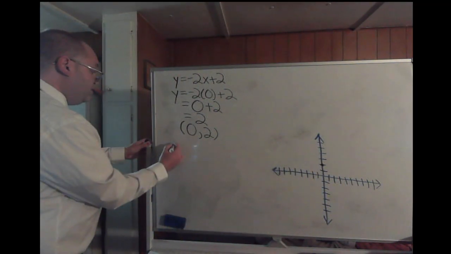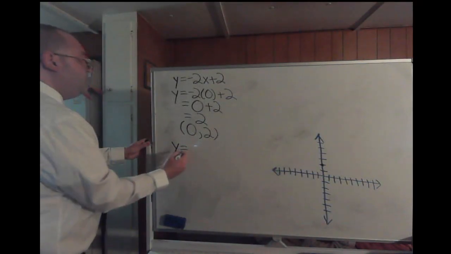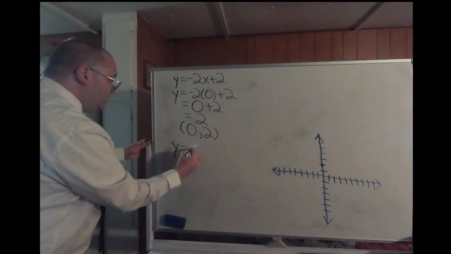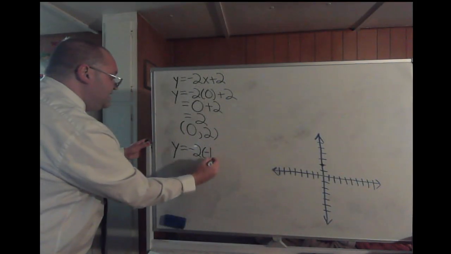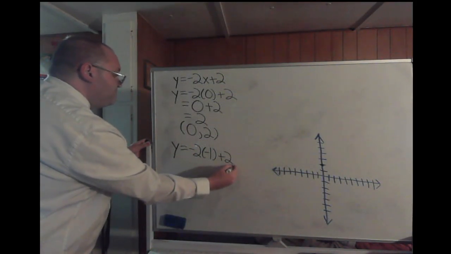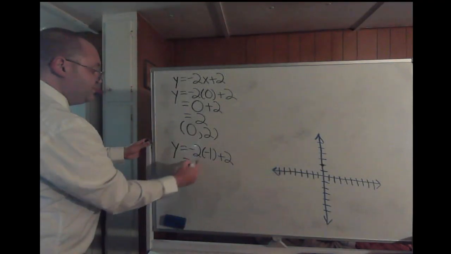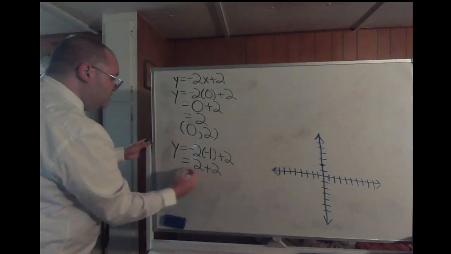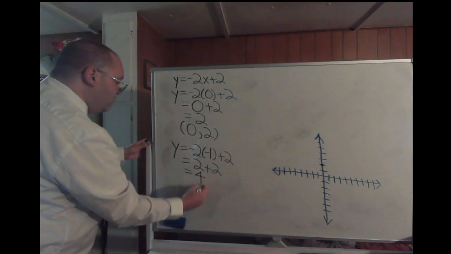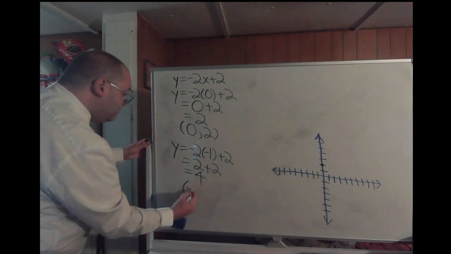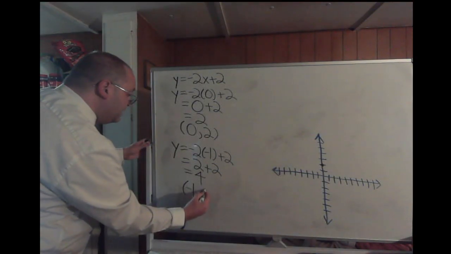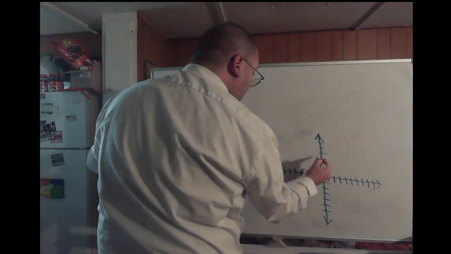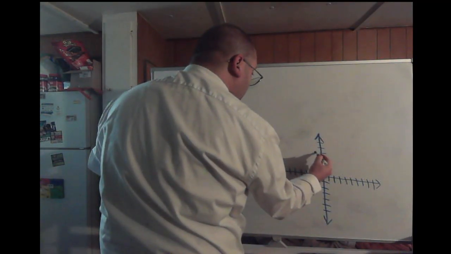Alright, this time let's have x be negative 1. So we'll have negative 2 times negative 1 plus 2. Well, negative 2 times negative 1 is positive 2, so you'll have 2 plus 2, which means y is equal to 4. So when x equals negative 1, y is going to equal positive 4. So negative 1, 4 hangs out right there.